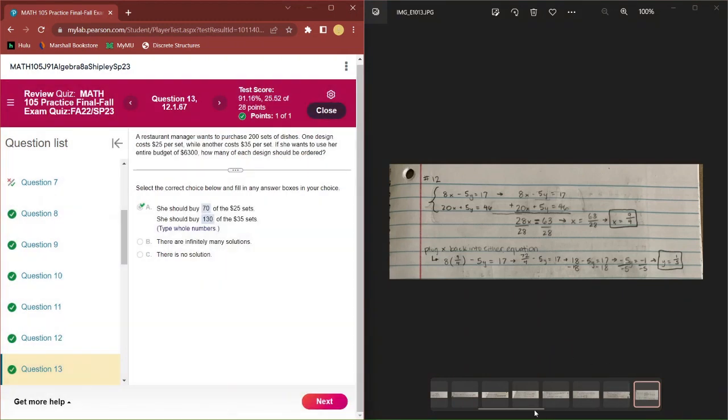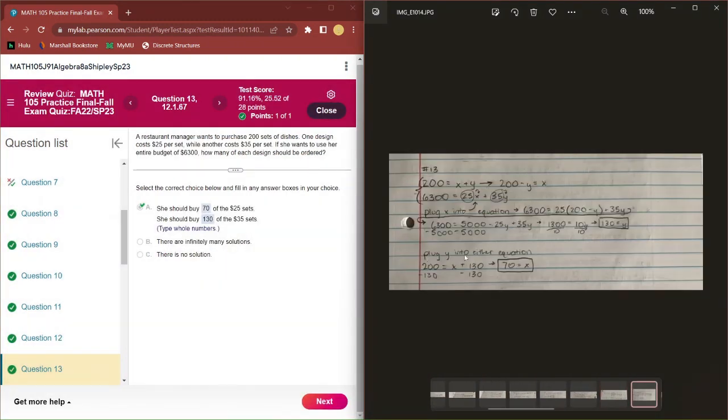So this next question, it's solved using a different method. You want to solve for x here. So you just subtract y, and then you plug x back into the bottom equation. So as you can see here, you plug it back in, because 200 times 25. Wait, did I do this wrong? No, I didn't.